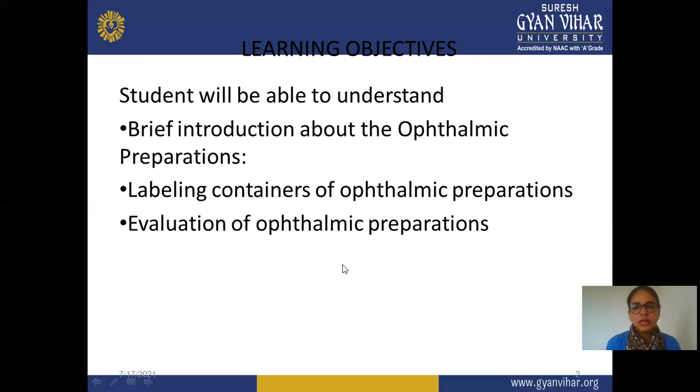Next is the evaluation of ophthalmic preparations, and how you evaluate them using different evaluation conditions and parameters. So all these are the learning objectives that you should know before starting this lecture.